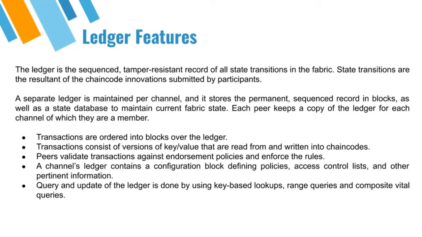Peers who are part of the network validate the transactions through some policies and enforce the rules. A channel running a ledger will define its own policies, access control list, and other pertinent information. So a channel can have its own permissions, authorization, and authentication set, which will allow the participants to access the data on top of that channel.